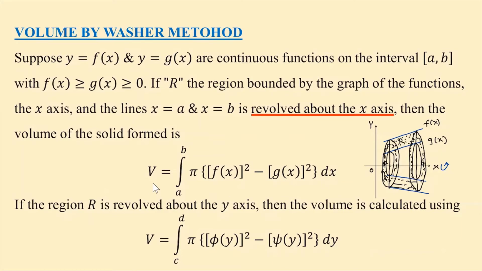And here is the formula for that. Volume will be equal to the integration from a to b of pi times the upper function squared, or the function which is far from the x-axis squared, minus the function which is closer to the x-axis squared. We have to integrate this difference with respect to x. That is when we revolve the region about the x-axis.